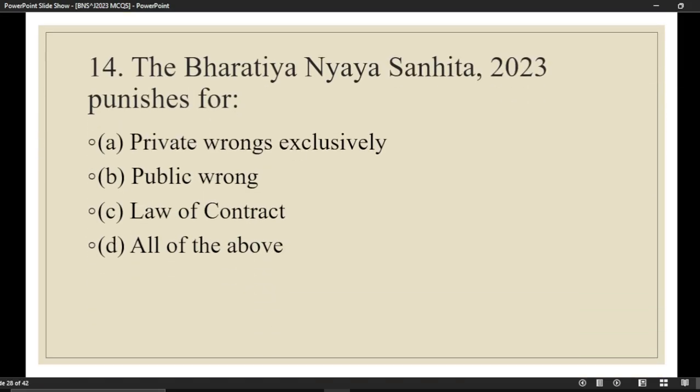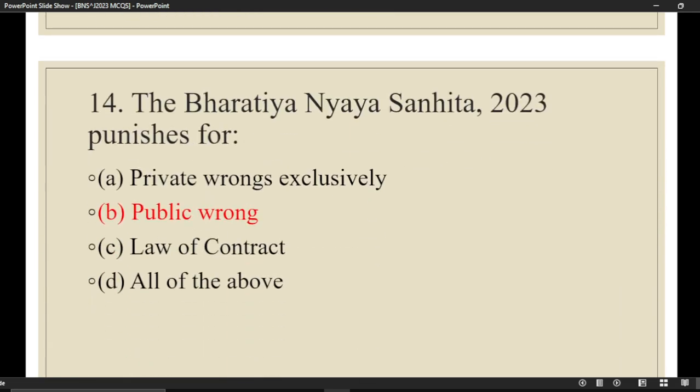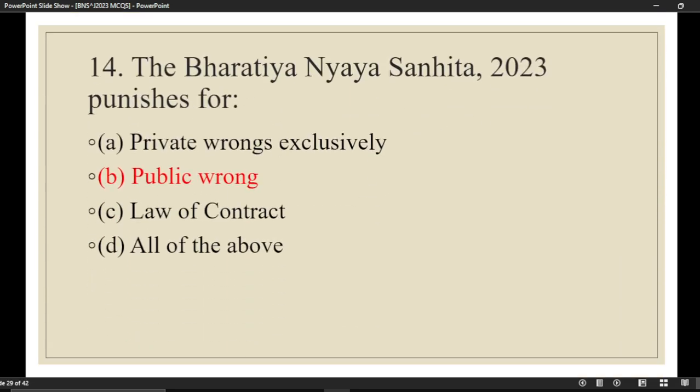Question 14. Bharatiya Nyaya Sanhita 2023 punishes for. Does it punish for private wrong exclusively? Or does it punish for public wrong? Does it punish for law of contracts, or all of the above? So it punishes for the public wrong. Obviously, it also punishes for the private wrong, but not exclusively. And law of contract is a civil act. That means if we breach a contract, that is a civil act, so that will come under the CPC. The procedure will work as per the CPC. So here the appropriate answer is option number B, that is the public wrong.